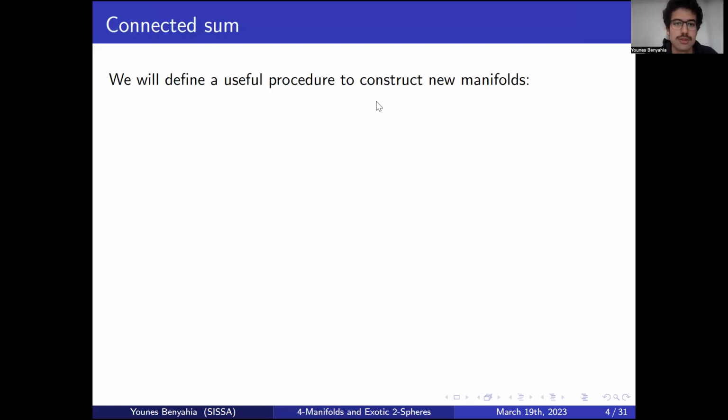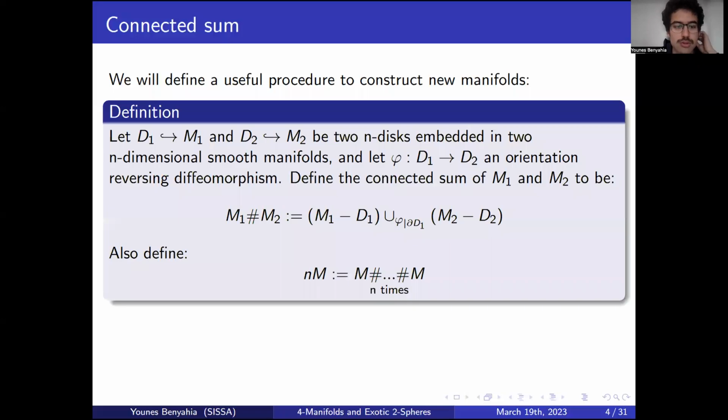Okay, so we have also the connected sum, which is a useful procedure to construct new manifolds. So what you do is you take two disks. If you have two smooth manifolds, M1 and M2, you take two disks embedded in these manifolds, and you take phi an orientation reversing diffeomorphism between the boundaries of these two disks, and you define the connected sum of M1 and M2, with this sign to denote it, to be M1 minus D1 glued to M2 minus D2 along the boundary by the map phi.